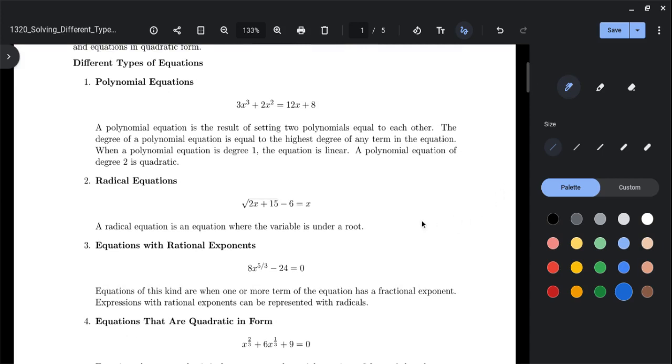So here I have an example, 3x cubed plus 2x squared equals 12x plus 8. How I can tell that this equation is a polynomial equation is if I look on both sides of my equal sign, so this 3x cubed plus 2x squared and this 12x plus 8, both of these are polynomials.